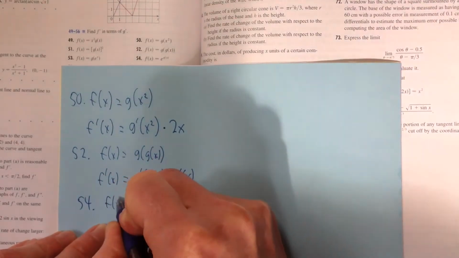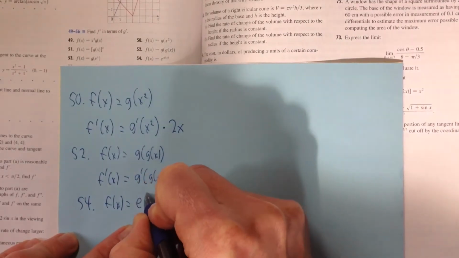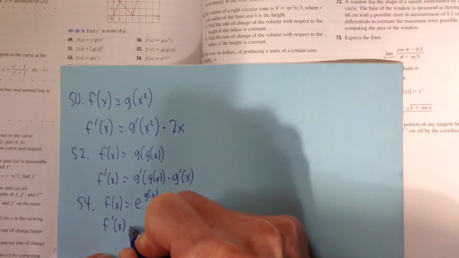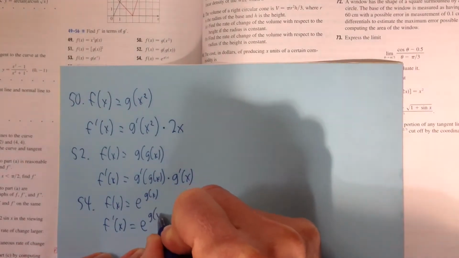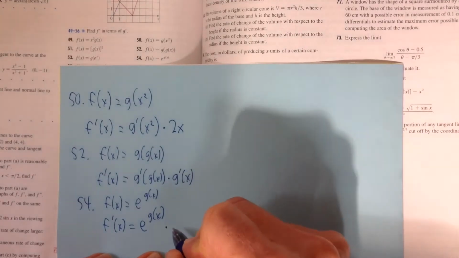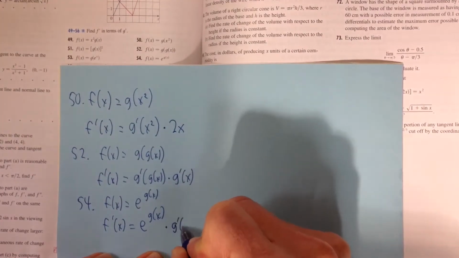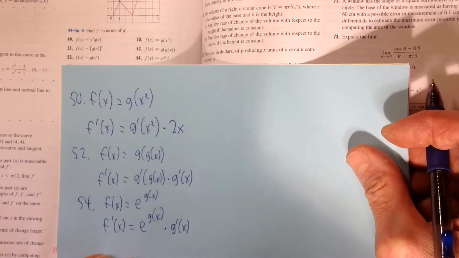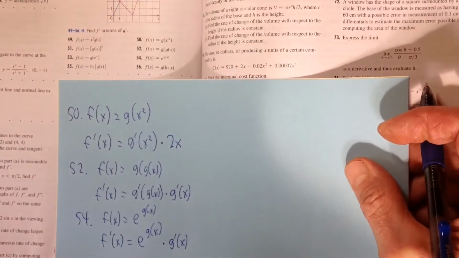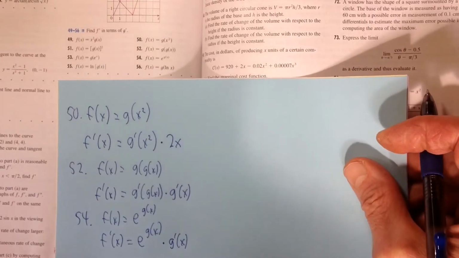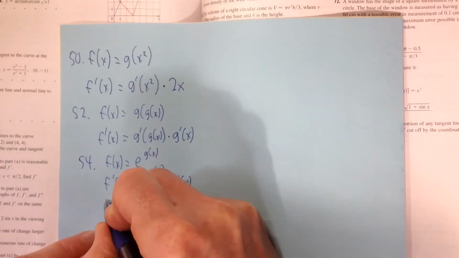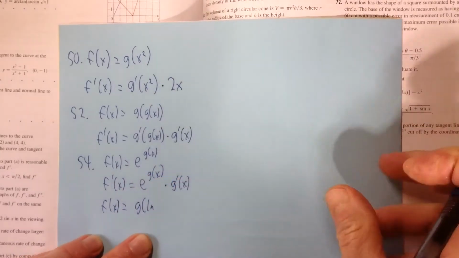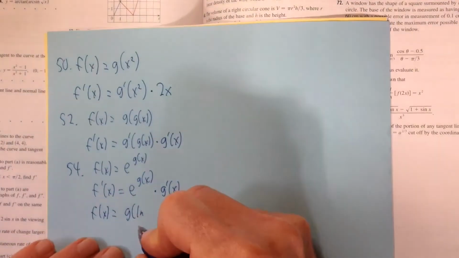Okay, 54. So f of x is equal to e to the g of x. Take the derivative. Derivative of e to the anything is e to the anything, e to the g of x, and we say, oh wait, it's a g of x, not an x, so we multiply by the derivative of that, which is g prime of x. These are actually easier than other ones because you don't actually have to take the derivative, you just have to say it. And then 56 is another chain rule, f of x is g of ln of x. I think that's the way it's written.